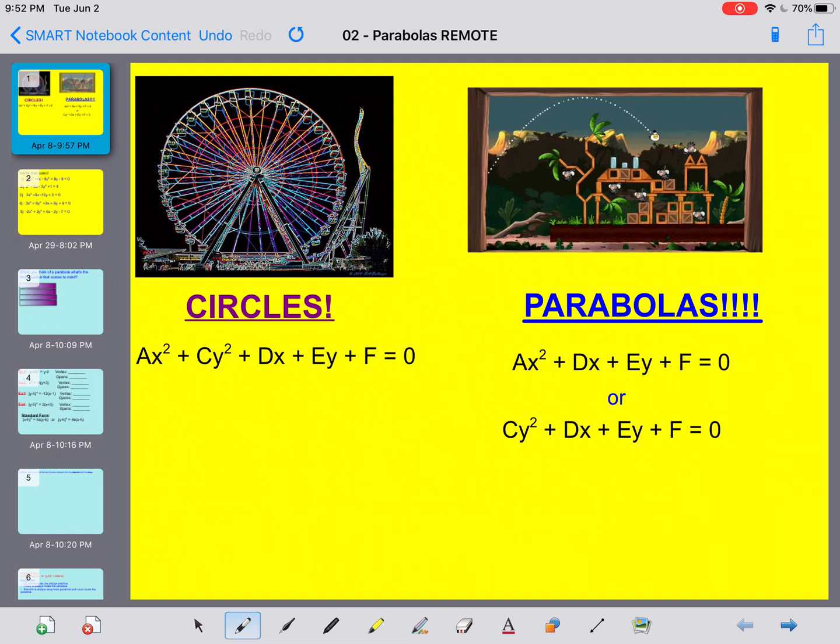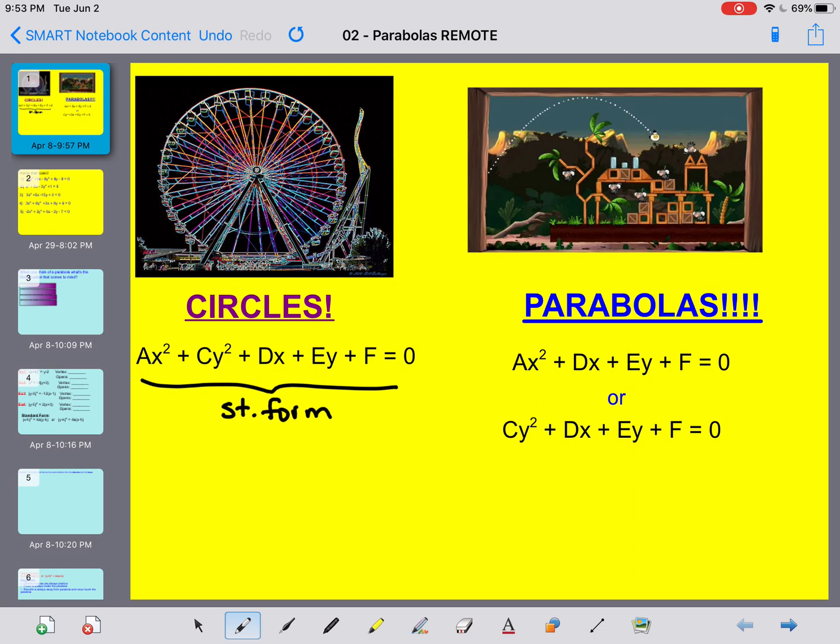Okay, so we are doing a lesson today on parabolas, which you've done before because we did a whole chapter on quadratics, but we now just add in some extra information about parabolas. So, quick review, circles. This here is the equation in standard form.